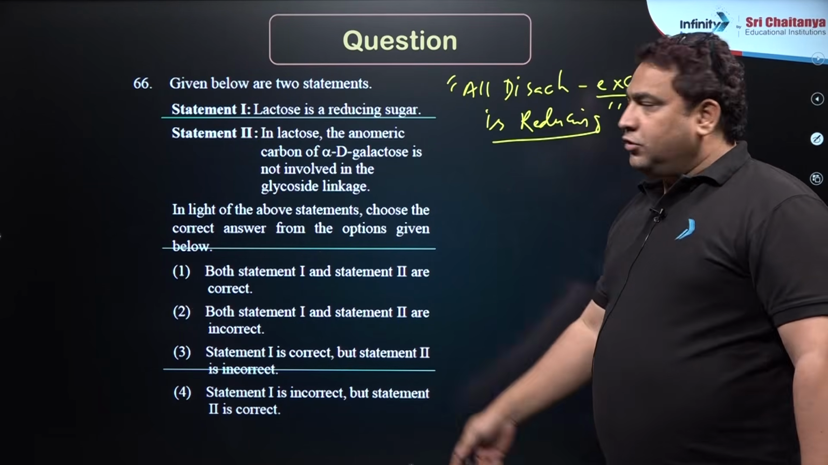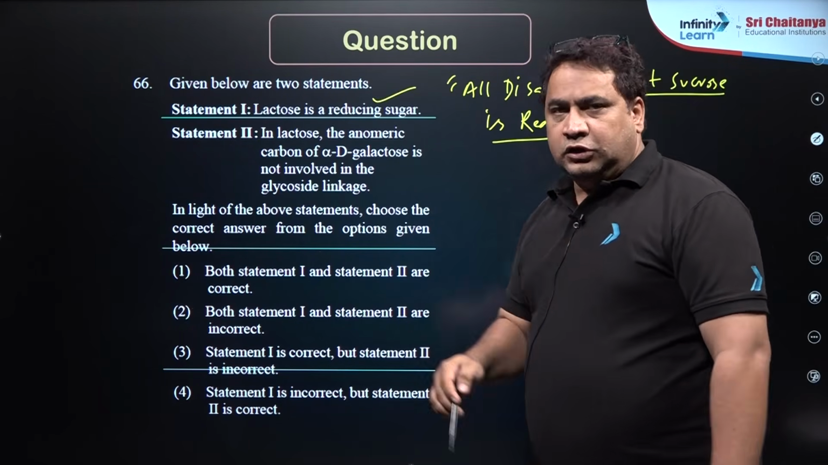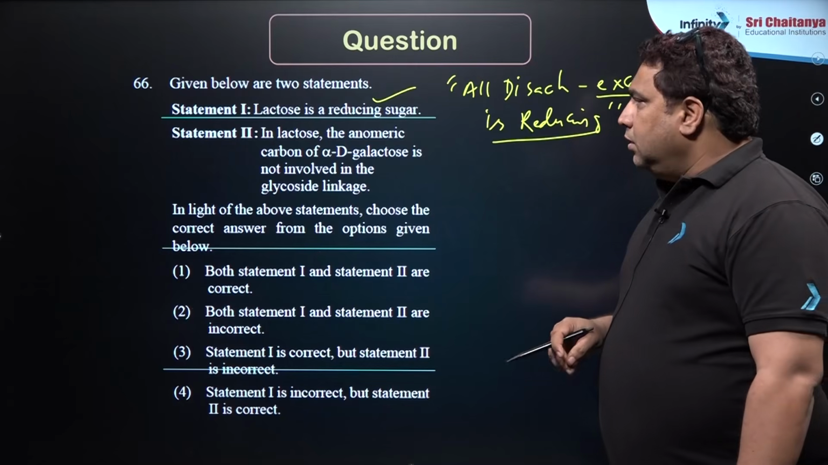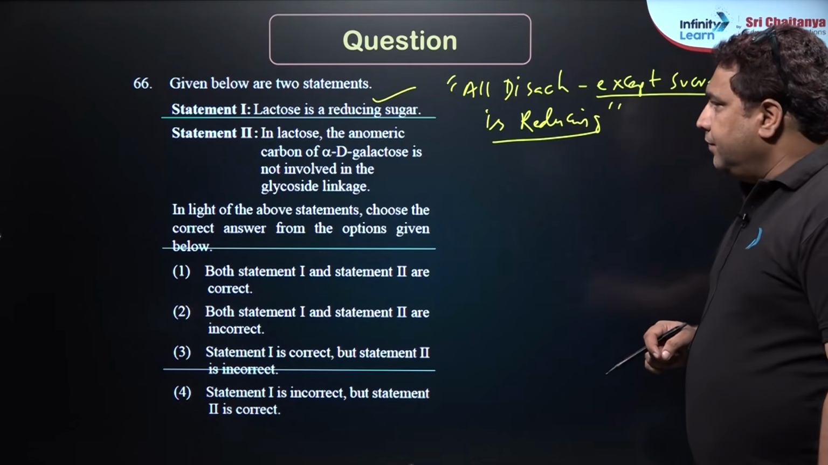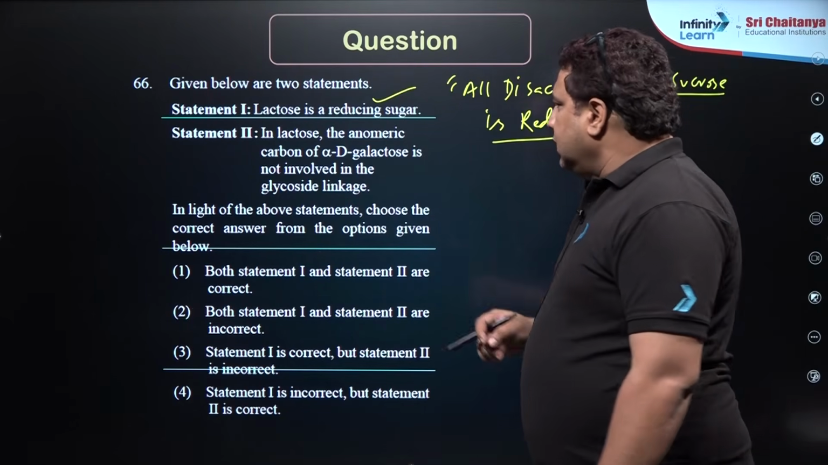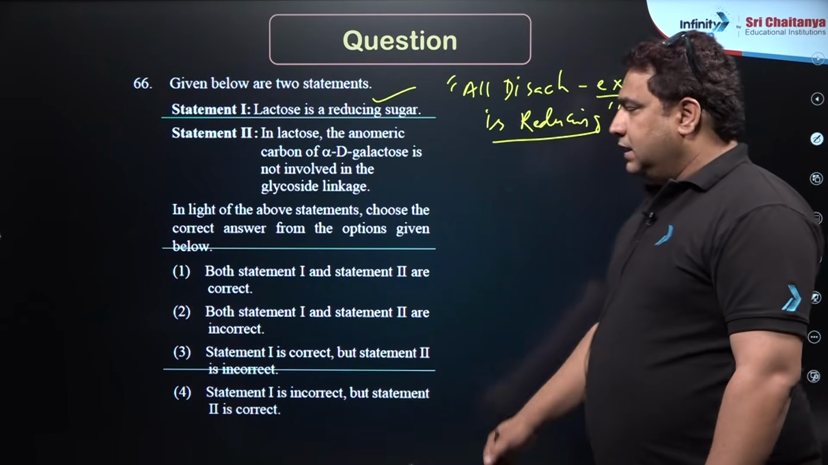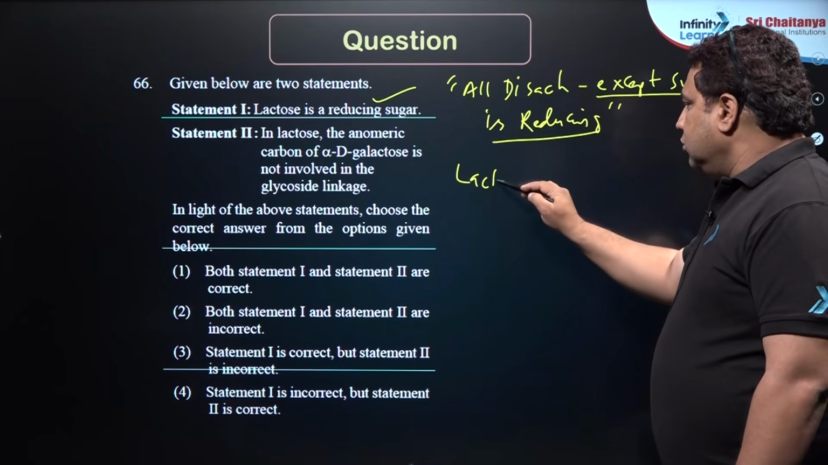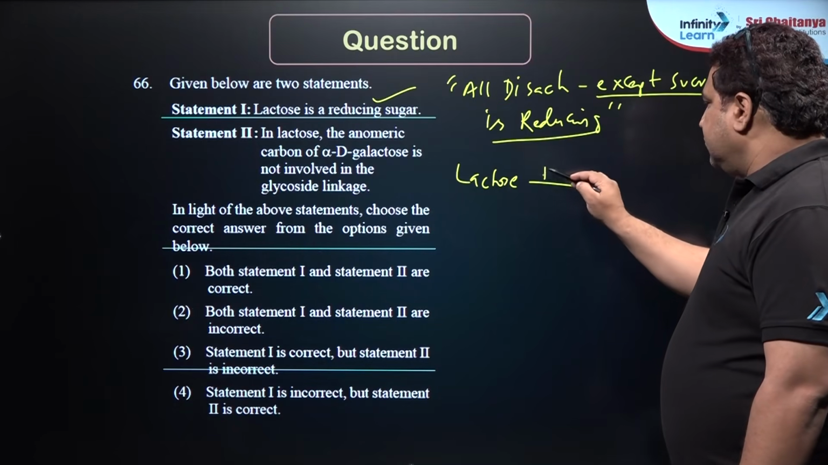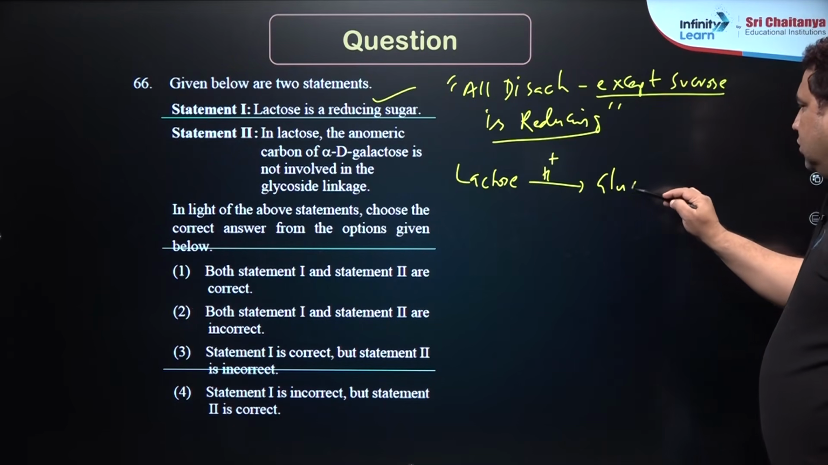Correct? So, lactose is reducing, correct. Lactose, cellobiose, maltose, all are reducing only. In lactose, the anomeric carbon of alpha-D-galactose is not involved in the glycosidic linkage. Wrong, because lactose, if you hydrolyze, you will get what?